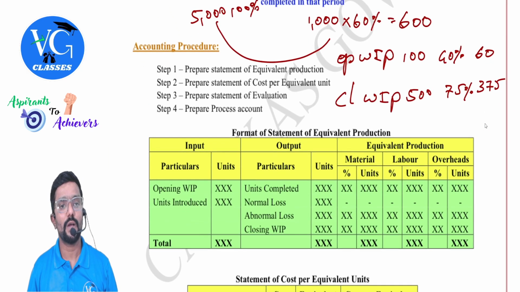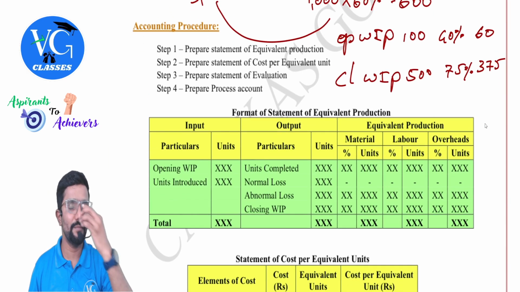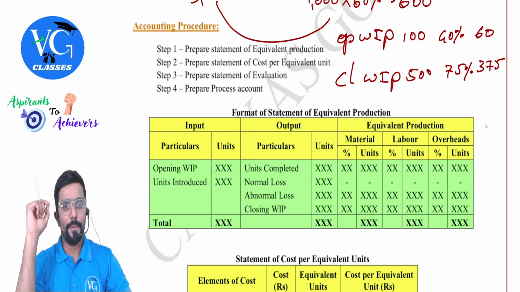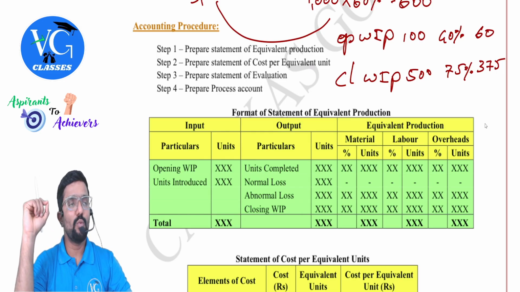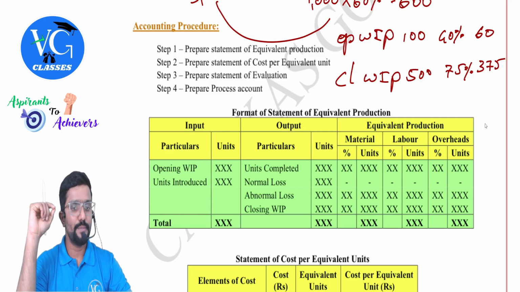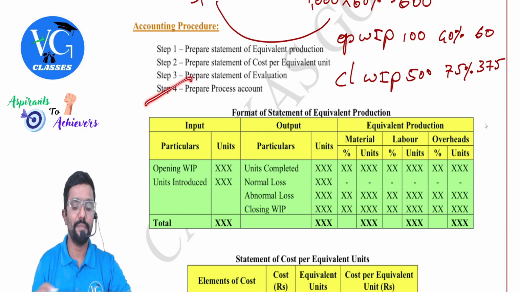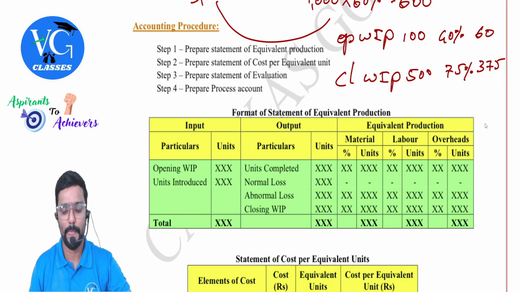So, the accounting procedure. Whenever there is work in progress, sir, what is the accounting procedure? Step 1: prepare the statement of equivalent production. Step 2: prepare the statement of cost per equivalent unit. Then prepare the statement of evaluation at the end. Prepare the process account as usual.